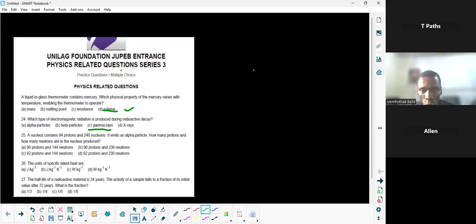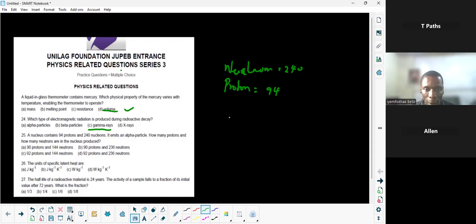Nucleon is 240 and proton is 94. Now the question says that it emits an alpha particle.